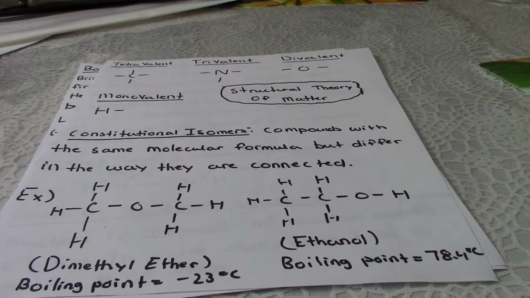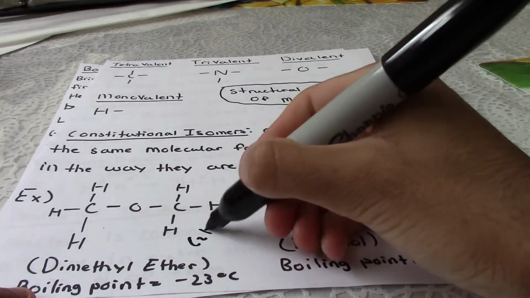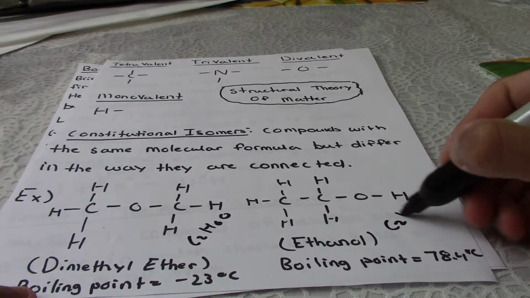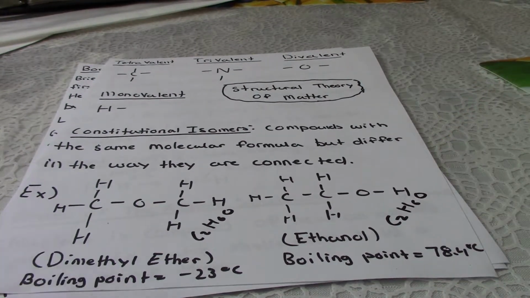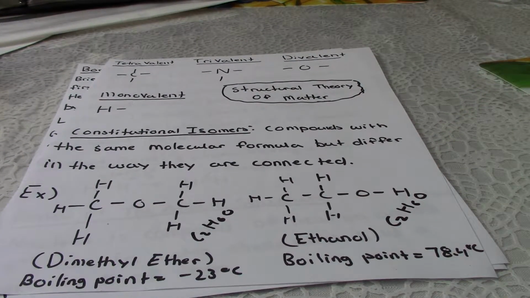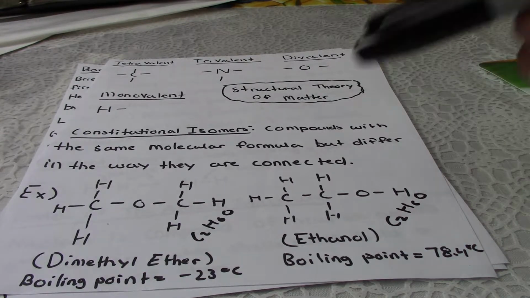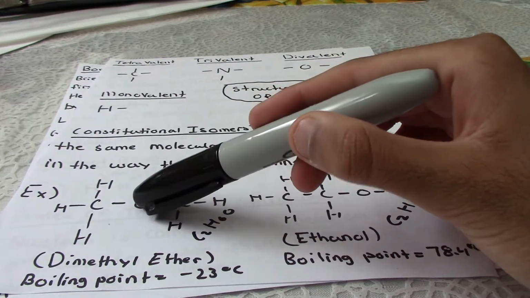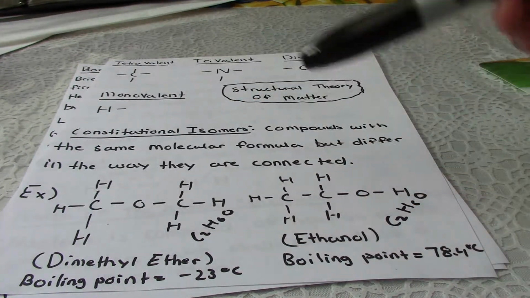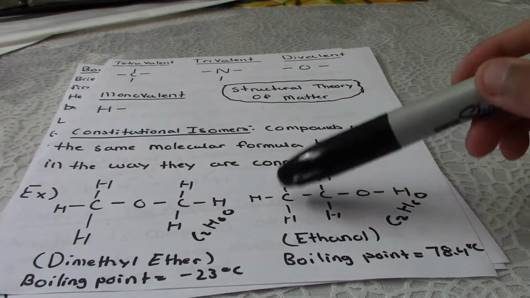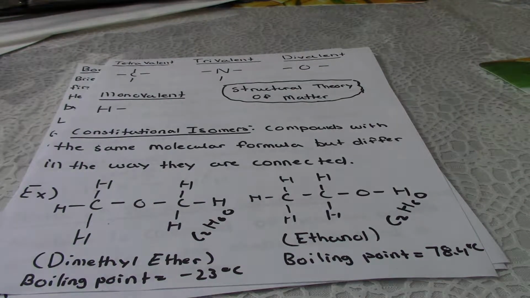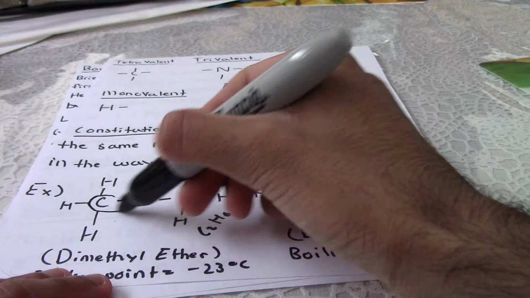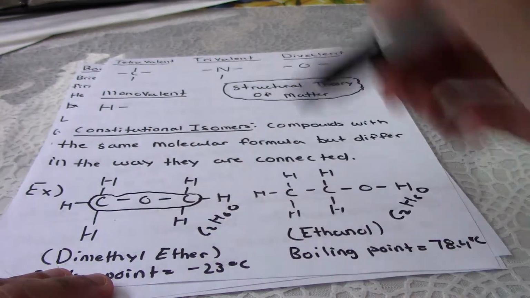Well, as we can see here, we do have the exact same molecular formula, C2H6O. But the key difference here is that in the dimethyl ether, I have a carbon attached to an oxygen attached to a carbon. But when I look at our ethanol, I have two carbons that are directly attached to each other and then the oxygen on the side. So I have this right here and then this.